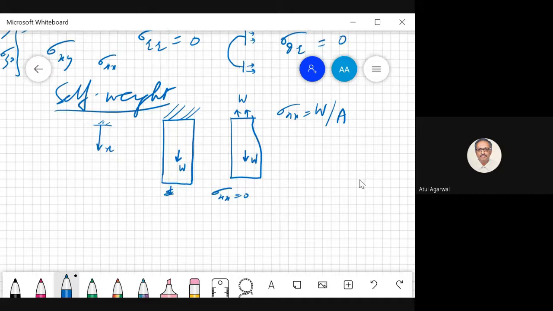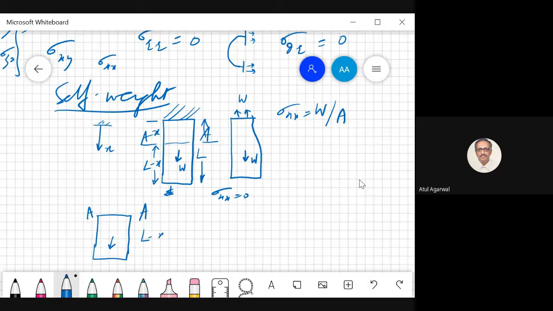Now, if I take some arbitrary plane, I take a plane like this. Now, you see, this is my plane A. Now there is a body force or weight acting on this bar. If I take this distance as x, what is this distance? L minus x. If the total length is L, the distance of this part is L minus x. So what is the weight acting here? L minus x into W by L. Any doubts? So that is the weight of this part of the block.